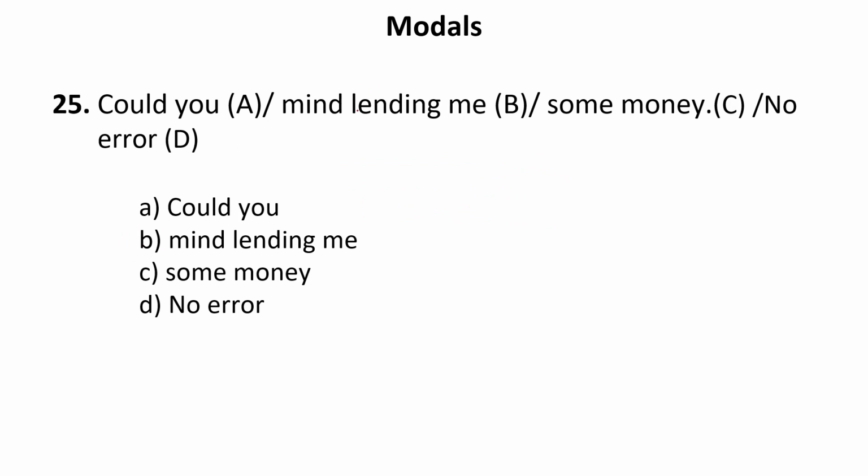Now let us move to the next one. Could you mind lending me some money? Now whenever we request someone using the word mind, we use would, not could. So the correct modal that can be used over here is would. So the correct sentence will be would you mind lending me some money? So here the answer is A. This A part contains the error.